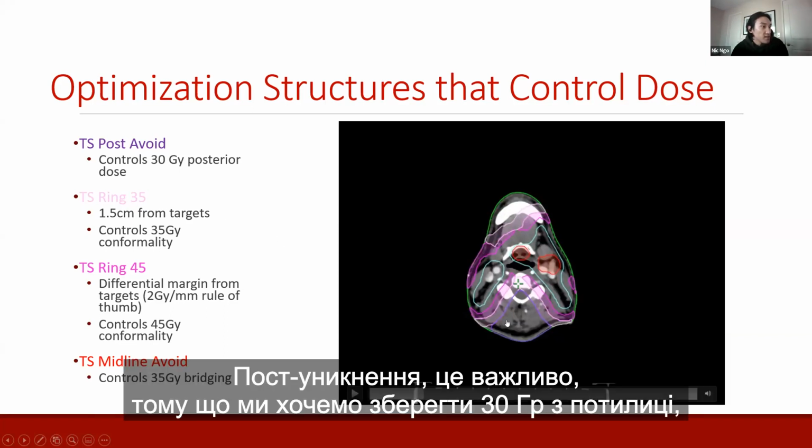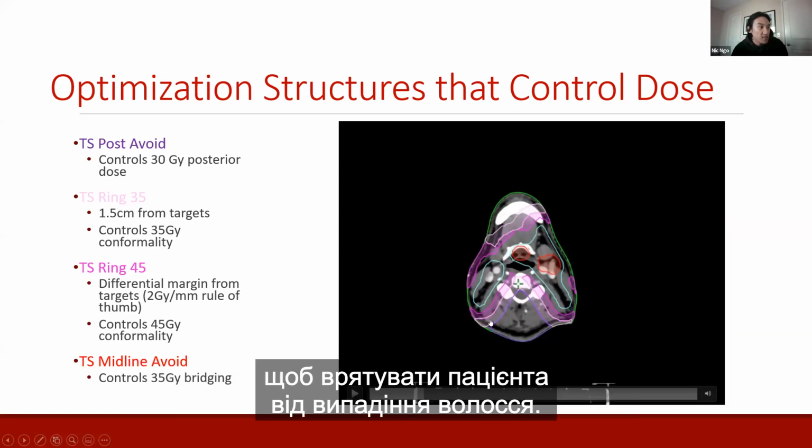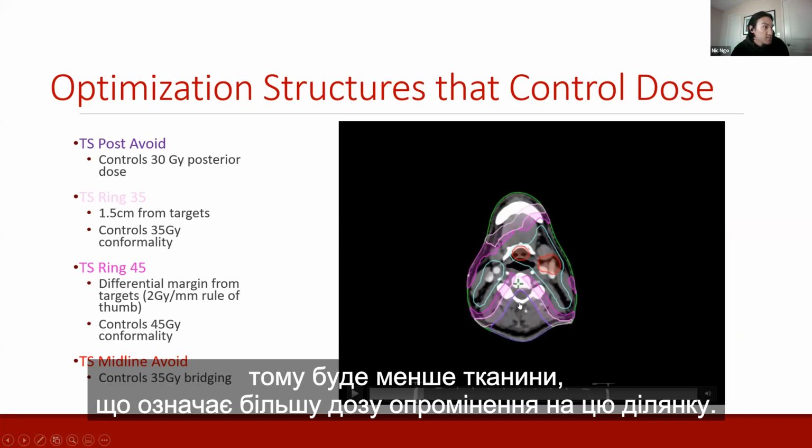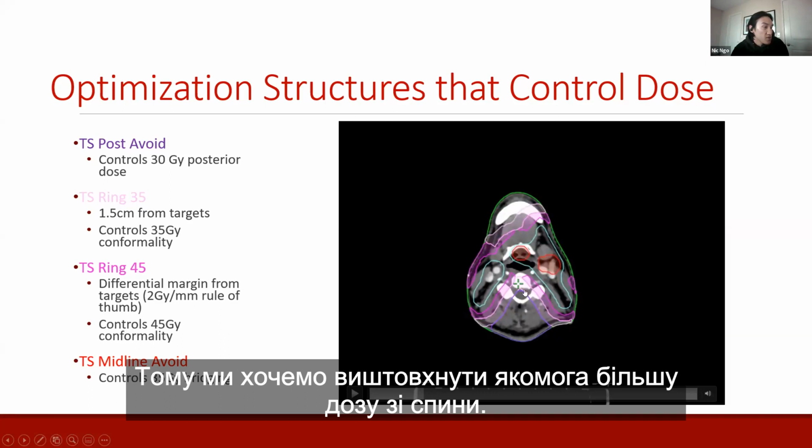The post avoid, this is important because we want to spare 30 gray from the back of the neck so we can save the patient from hair loss. And over time, the patient will lose weight during the treatment, so there'll be less tissue, meaning more dose to this area. So we want to push as much dose off the back as we can.